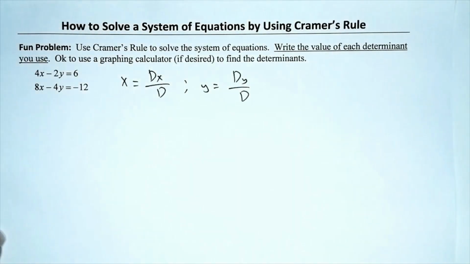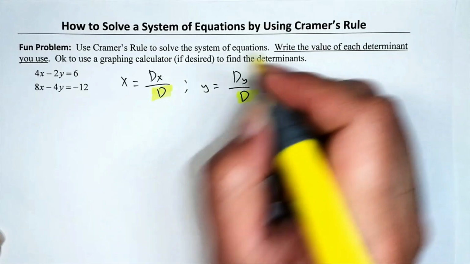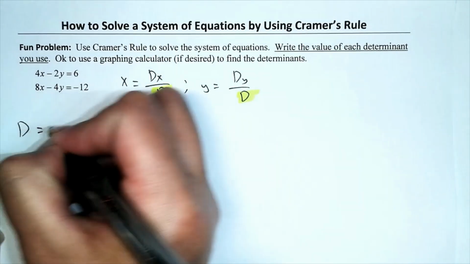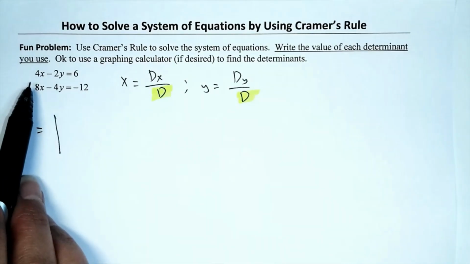If you love yourself, before you find dx and dy, find d and confirm that it doesn't equal 0. If it equals 0, you know the speech, we have to use another technique. So d is given by the determinant of the coefficient matrix. So row 1 will be 4, -2.